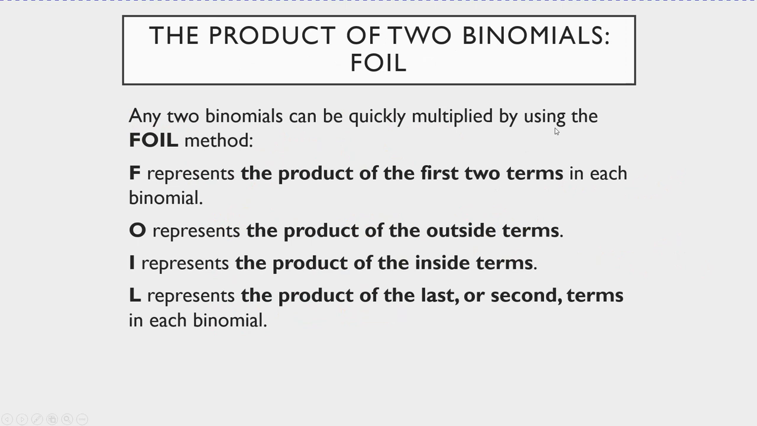All right, so now I want to talk about a special method, the product of two binomials. Any two binomials can be quickly multiplied by using what's called the FOIL method. You might have also heard it referred to as first, outer, inner, last.